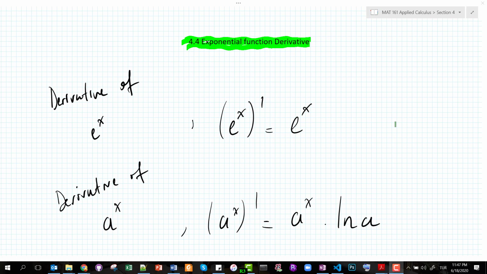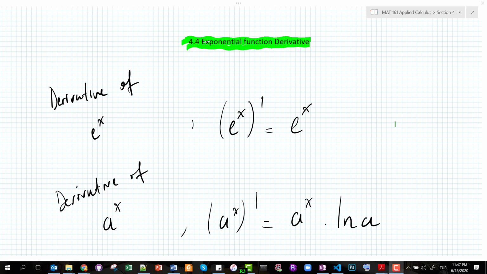There are some special functions that we need to know their derivatives. And to get their derivatives, the only way we can get them is to use the limit definition of the derivative. After using the limit definition of the derivative, look at that. We can get the derivative of the e to the x function, which is equal to itself.